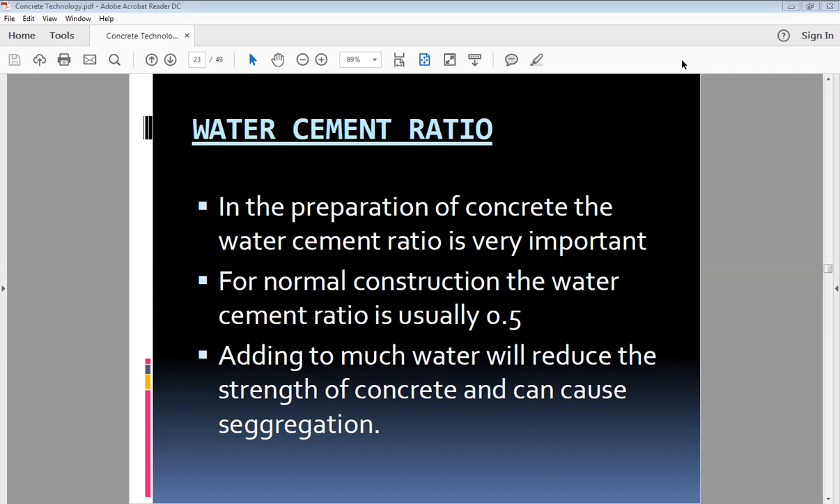Generally we use 0.4 or 0.5 of the weight of the cement, but we have to use the IS code provisions to select the water cement ratio. Either it is 0.4, 0.45, or 0.5, whatever we use for different constructional activity. Okay, so is it clear what is water cement ratio? Yes, sir. Fine.